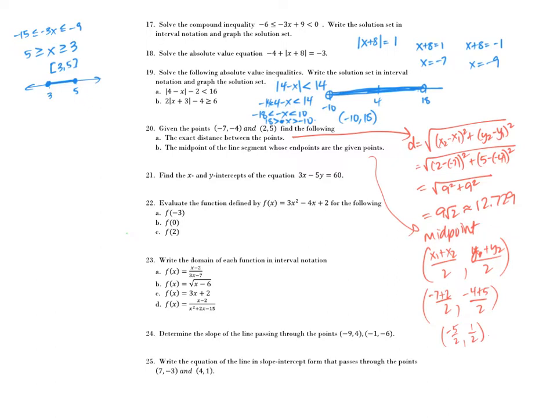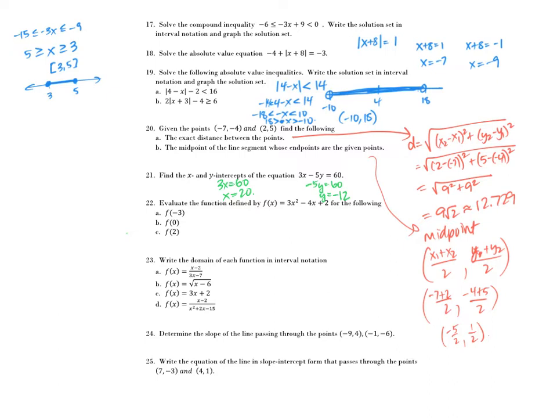So if I plug in 0 for x, that's going to give me the y-intercept. So negative 5y equals 60. I get y is equal to 60 divided by negative 5, which is negative 12. That's my y-intercept, and to get my x-intercept, I'm going to plug in y equals 0. So I get 3x equals 60, divide by 3, x equals 20. So those are my x and y intercepts.